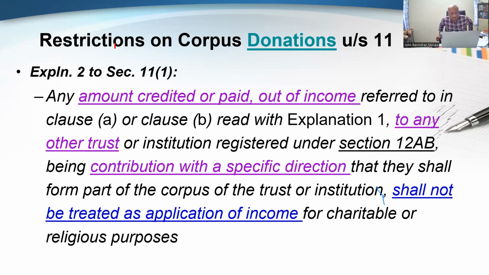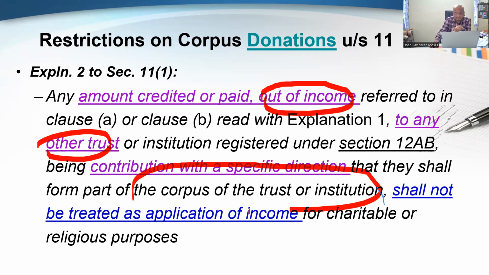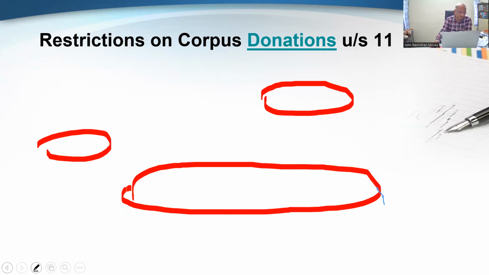Then the next restriction is that any amount paid out of income, this is not a corpus donation, to any trust, and when you make it to another trust with a specific direction that it shall be corpus of the trust, it will not be allowed as application. What is the idea behind this?